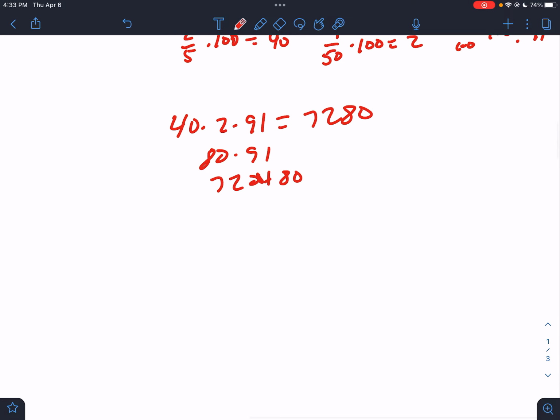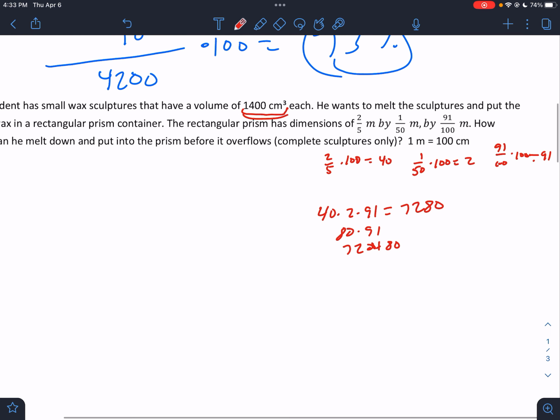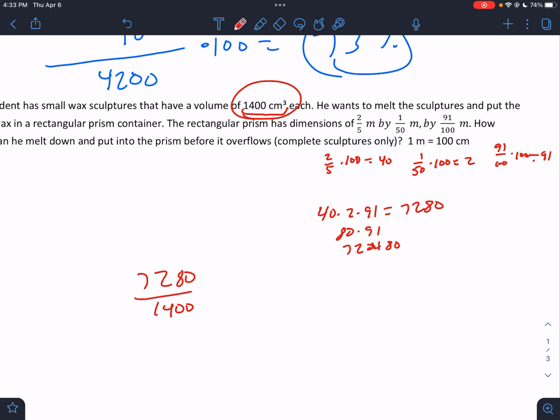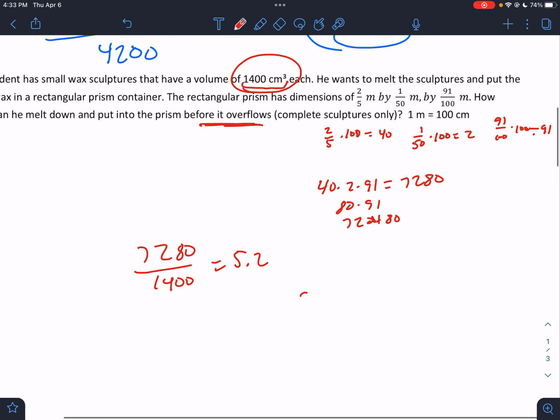So 7,280 is the volume of the prism, and each sculpture is 1,400. So it'll be 7,280 divided by 1,400, and that's going to be 5.2. But it says before it overflows, so we can only fit 5 in there before it overflows.